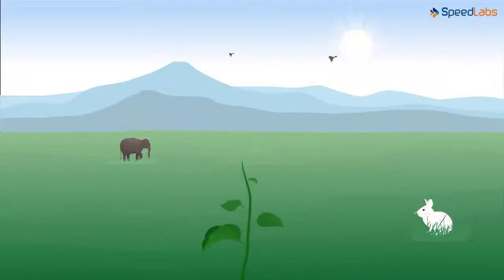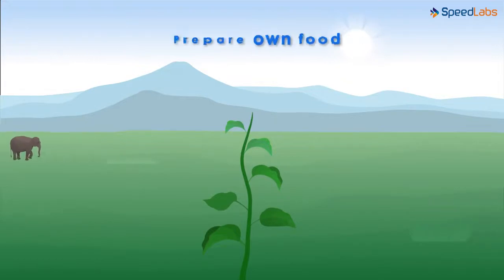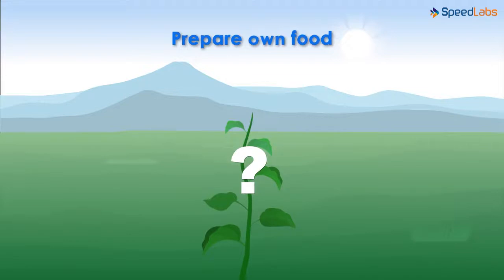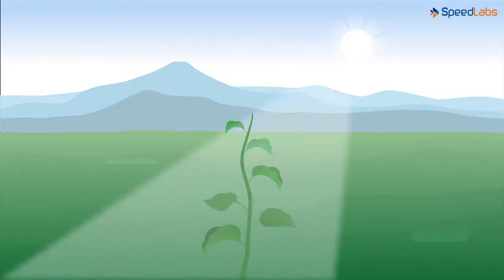Green plants are a unique creation of nature. Unlike animals, they can very well prepare their own food. And what is this process called? Yes, it's called the process of photosynthesis.